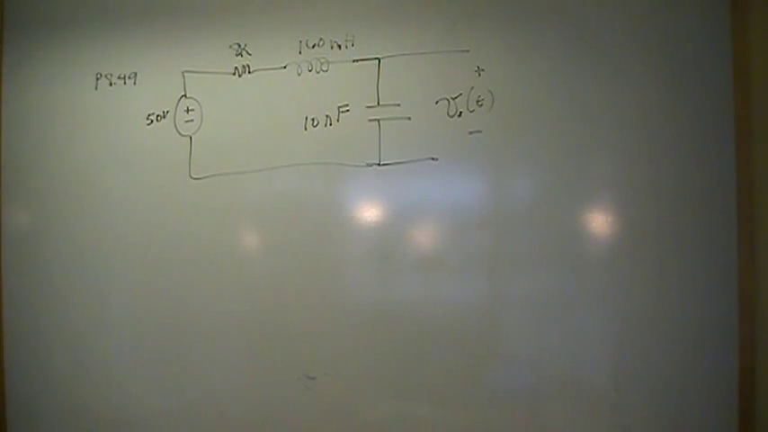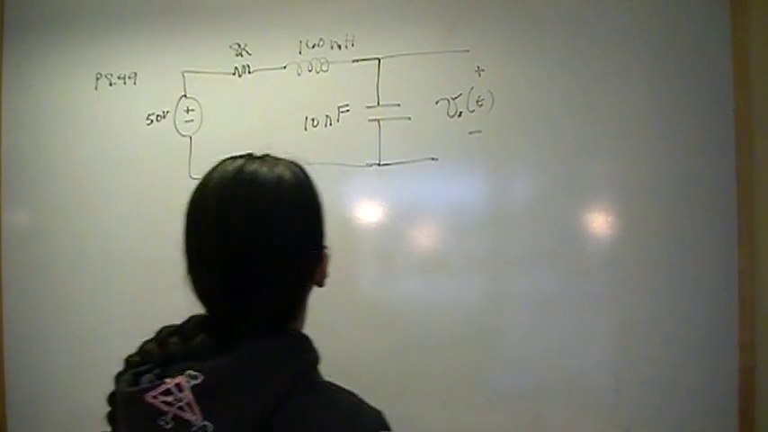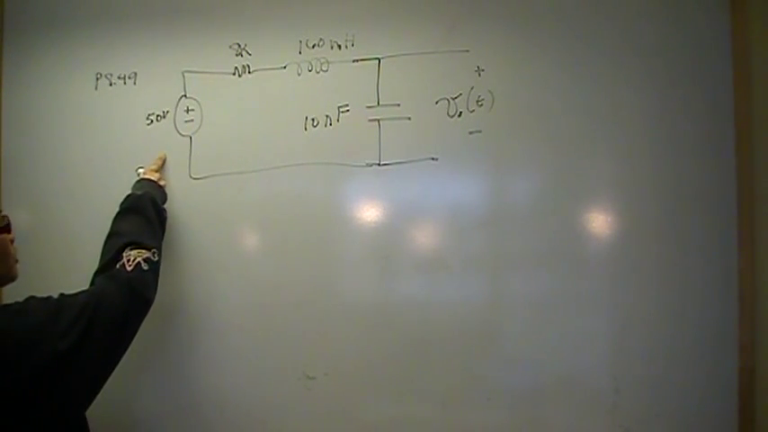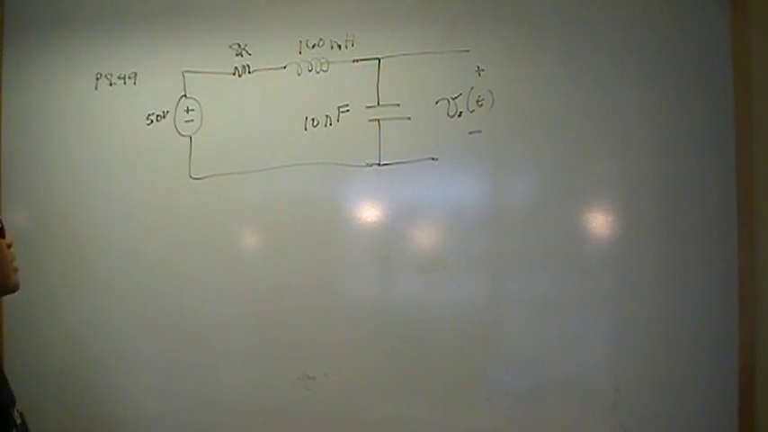Hi guys, so this is problem 49 from chapter 8, and this section is about the step response of a series connected RLC circuit. In this problem we have a 50 volt independent voltage source connected in series with an 8K resistor, a 160 millihenry inductor, and a 10 nanofarad capacitor.